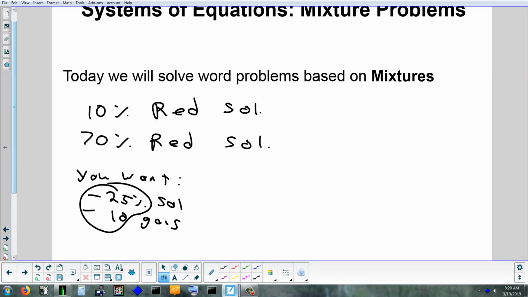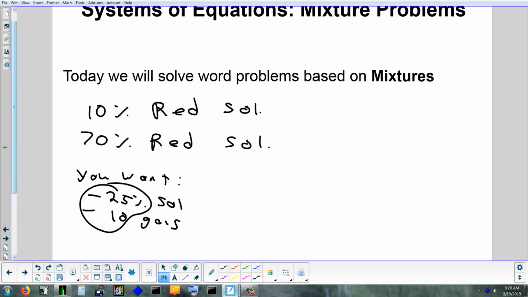So you have to figure out, do I need maybe 3 gallons of the 10% solution and 7 gallons of the other one? 3 and 7 would give me 10, but you have to make sure it's the right color red that you want. You want it to be 25% red. And you can definitely get 25% because you have one that's a weaker red and one that's a stronger red. So if you mix the right amount of the two, you will get a 25% red. But that's the trick: you have to figure out how much of each one to mix. That's the goal of what we're doing today.